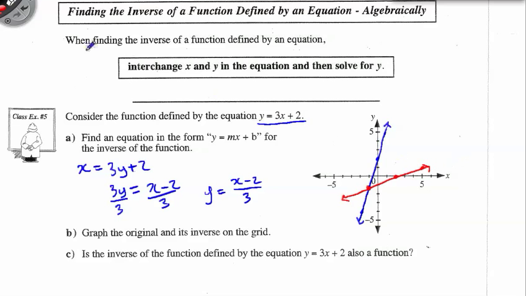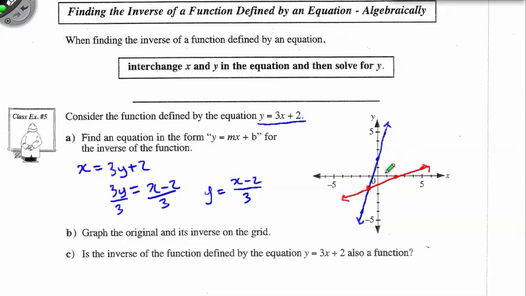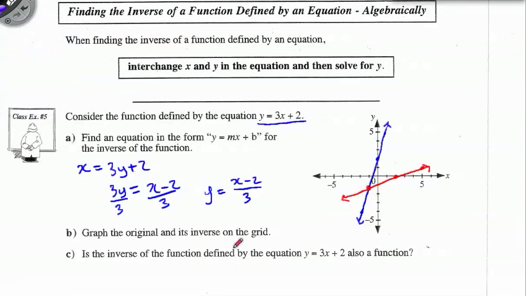And notice the line y equals x is going to run right the way through here in the middle. I won't draw it. Okay. Is the inverse of the function defined by this also a function? Yes, this line here is a function.